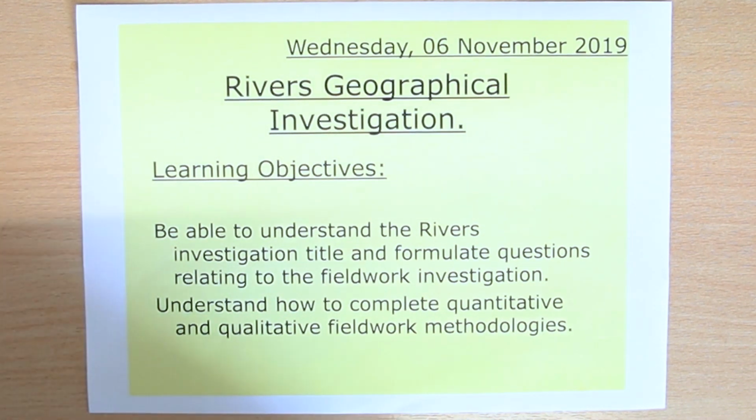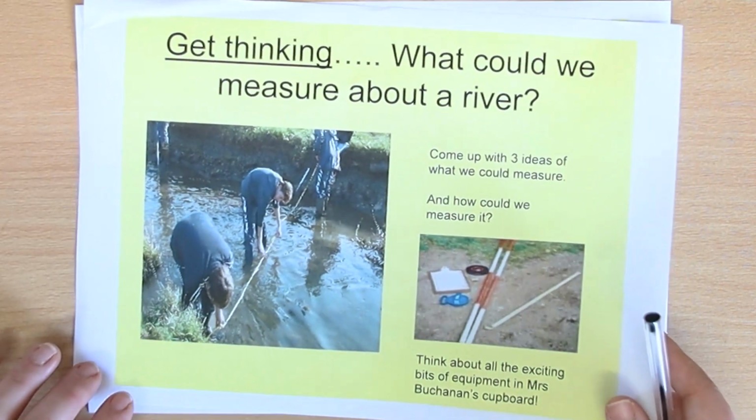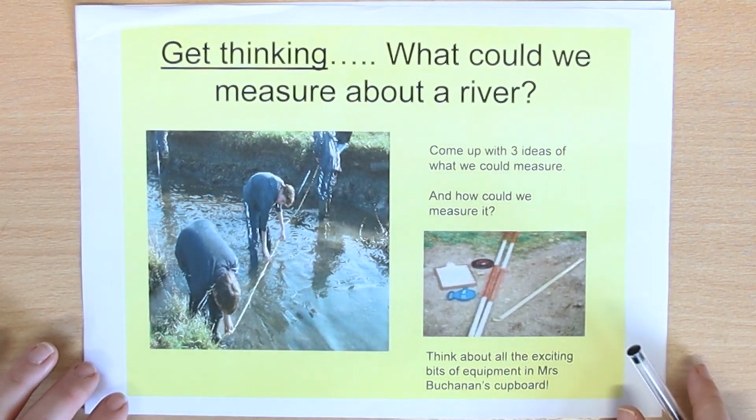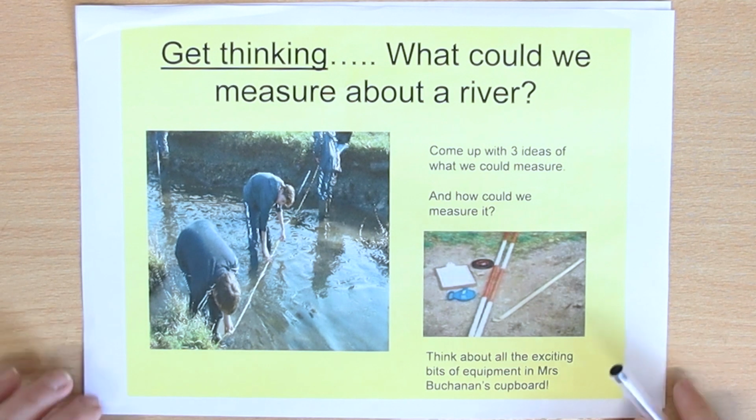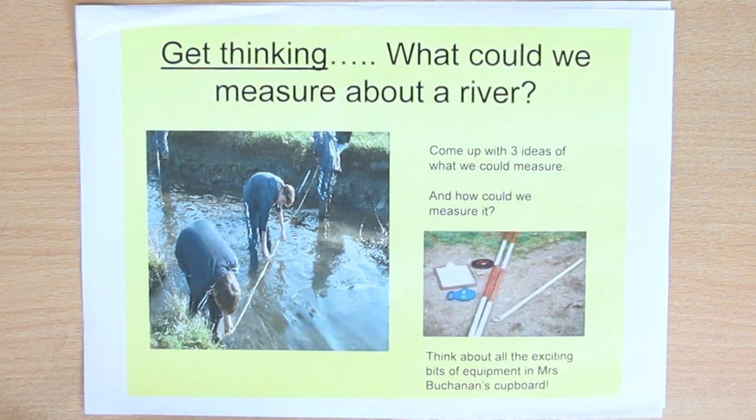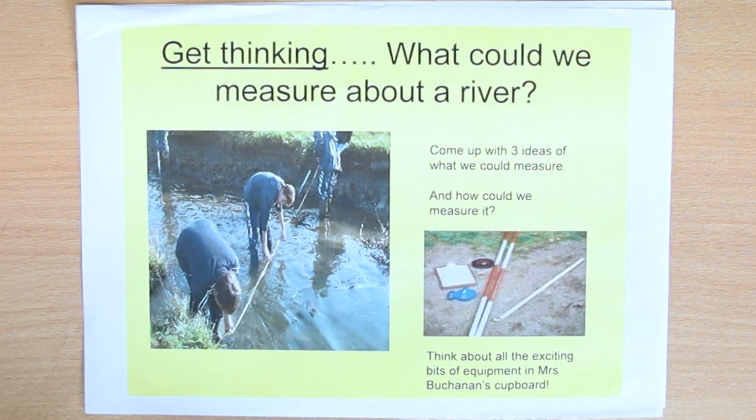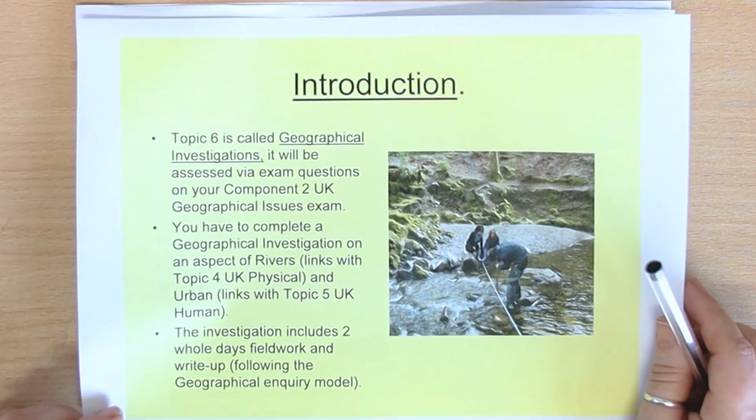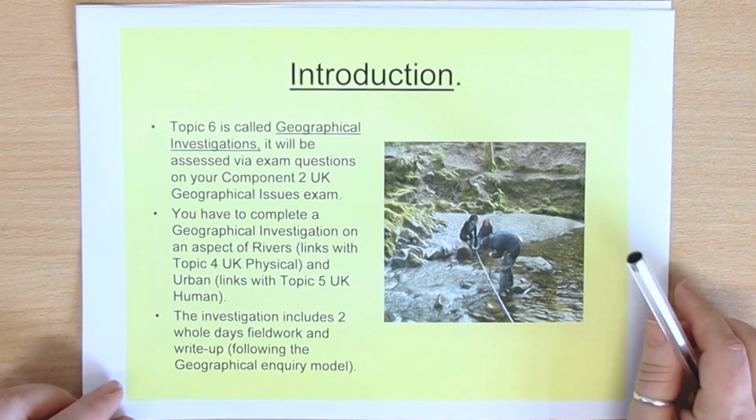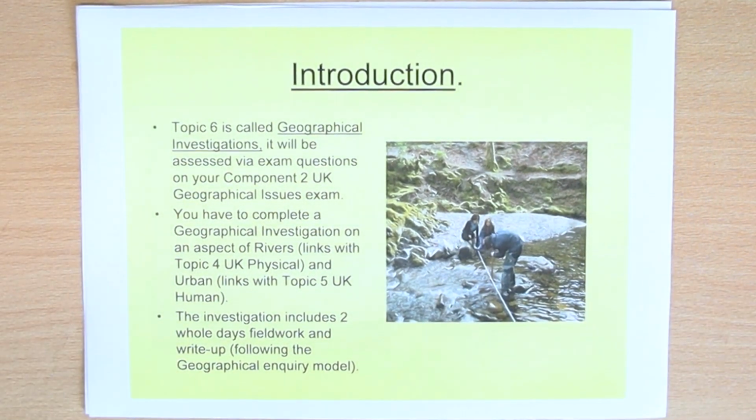What I'm going to start with is this idea of what could we actually measure about a river. We decided to do rivers for our physical fieldwork investigation, and we took you out to a place called Carding Mill Valley. Okay, now as it says on this slide here, they give it the fancy title geographical investigations. What it really means is field work.